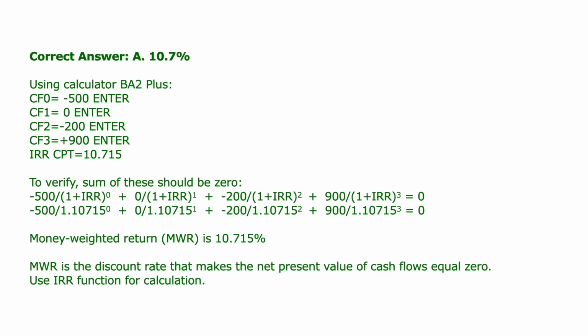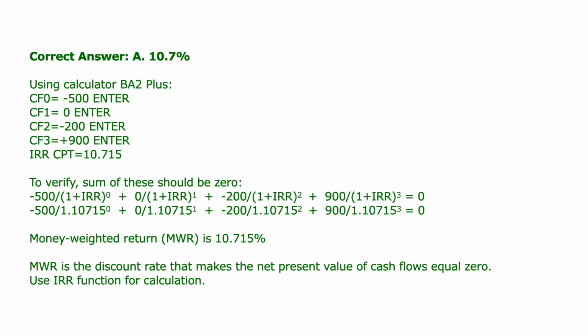The investor puts money into a private equity fund at different times. It shows the average annual return considering the timing of cash flows. Cash flows in year 0, negative 500,000. Cash flow in year 1, 0. Cash flows in year 2, negative 200,000. Cash flows in year 3, plus 900,000.